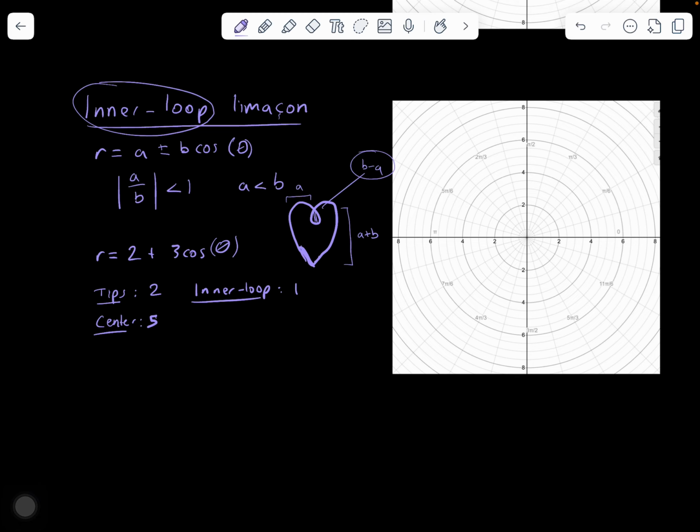And again, this is a cosine function, so the tip is going to be pointing out to the right because the B value is positive. So we'll start at the origin again, making our same tips of 2 length, and now we'll have a loop inside of length 1. So we'll have it just go like that. And then again, center length here is going to be 5. So we'll just connect it to 5 on the x-axis. And here is our finished graph.